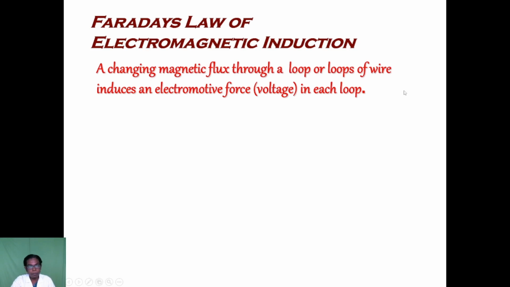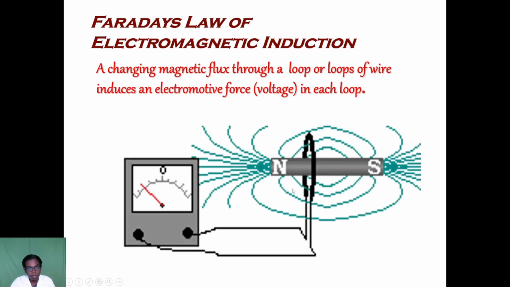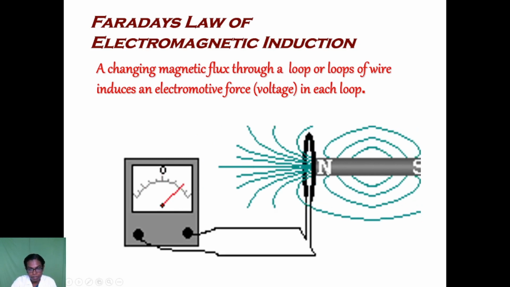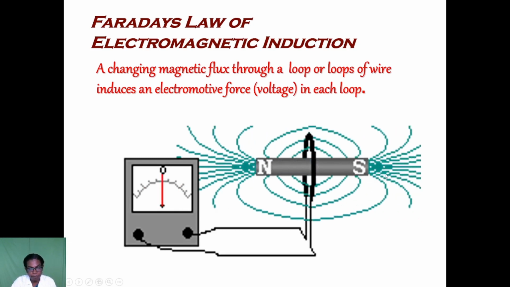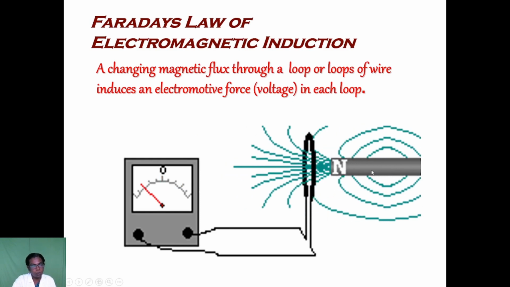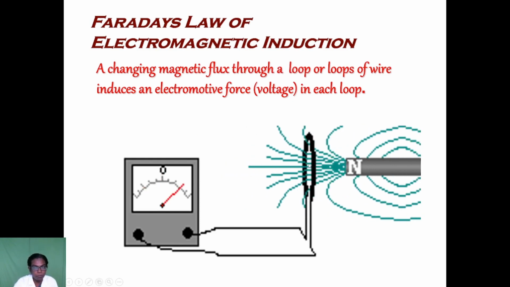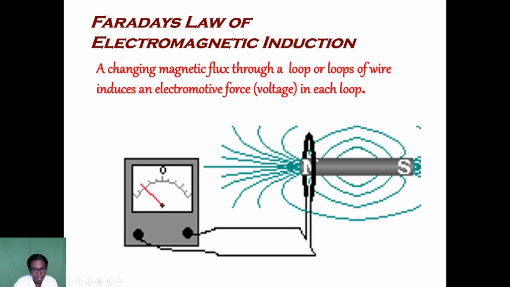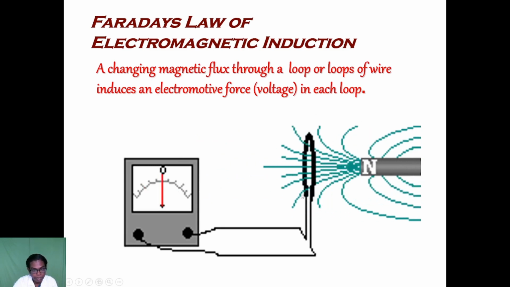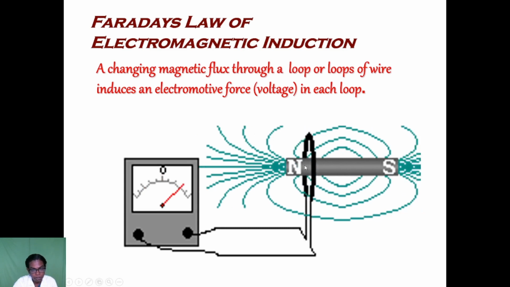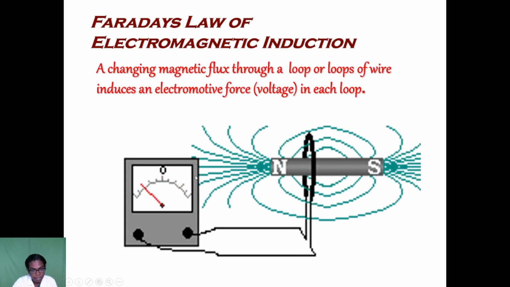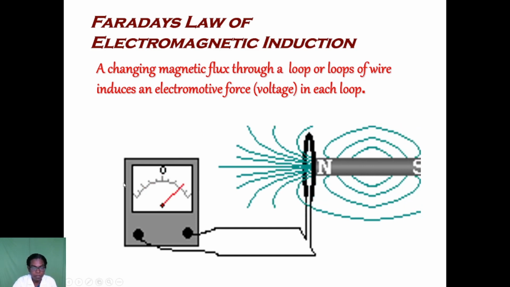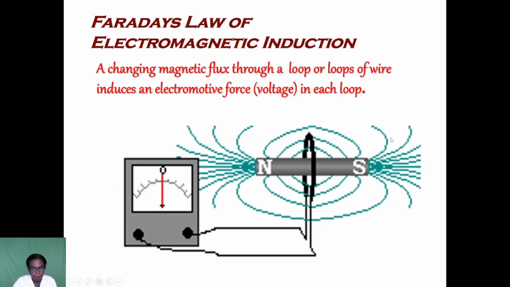So, Faraday's law of electromagnetic induction. This is a graphical image. The changing of magnetic flux through a loop of wire induces an electromotive force. The magnetic flux is created in the magnet and goes to the electrical copper. Whenever the conductor cuts the magnetic flux, a current is induced. The induced current may be positive or negative, depending upon the flux.